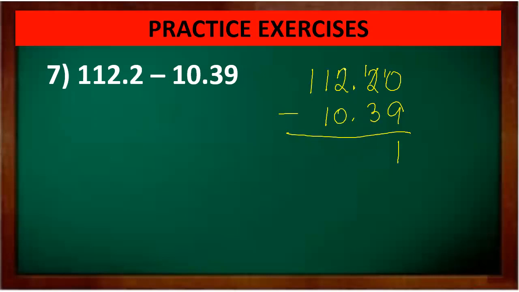1 minus 3 cannot be. So magbabaro tayo kay 2. 2 becomes 1. Ito mag-a-add tayo ng 1 dito or value of 10. So this becomes 11. 11 minus 3 is 8. Ilalagay natin yung point dito, decimal point. Then 1 minus 0 is 1. 1 minus 1 is 0. 1 minus 0 is 1. Therefore, 112.2 minus 10.39 is equal to 101.81. Very easy. Okay, so just follow the simple rule and you'll never go wrong.